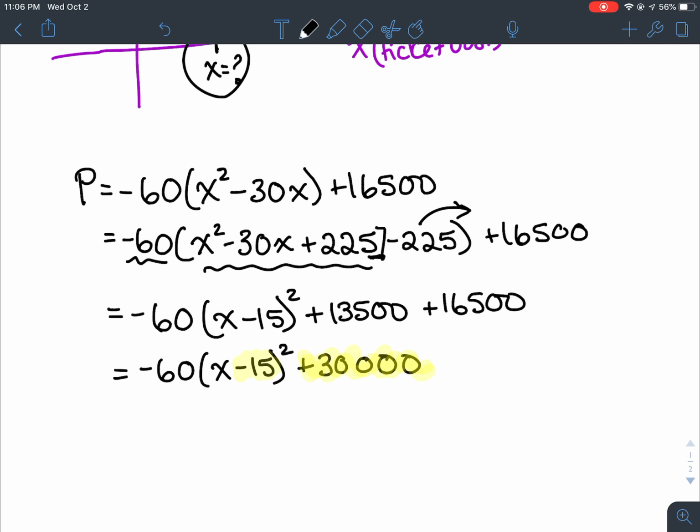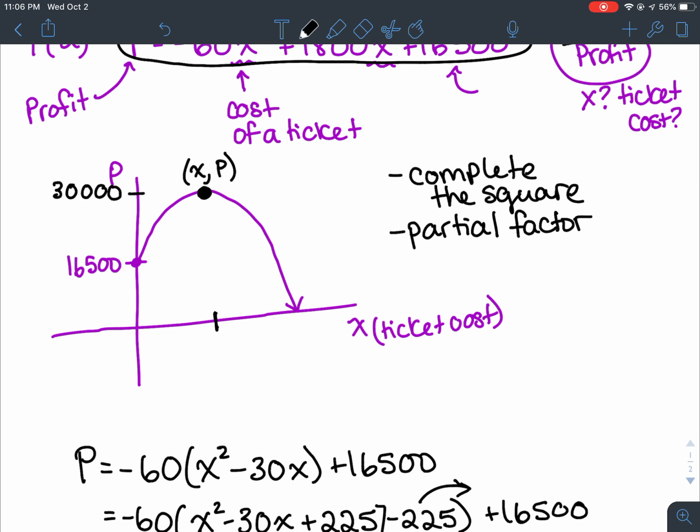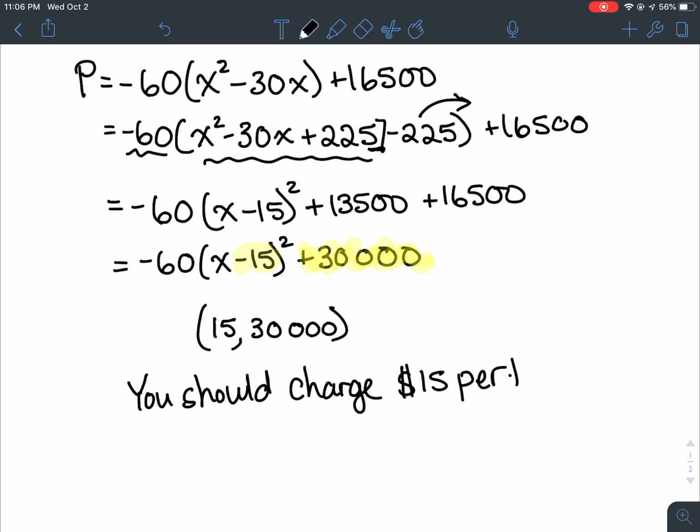So we can see that these values are our vertex. So our vertex would occur at 15 and 30,000. So I know the 30,000 is my maximum profit, and I know that the X value is the cost that the tickets should be to maximize the profit. So the answer would be, you should charge $15 per ticket to maximize profits. The end.